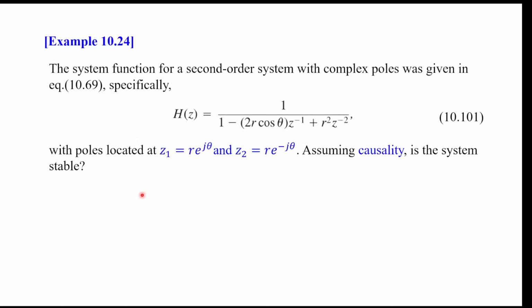So let's see a bit more examples. Here we have a second-order system, whatever this means, and it has a system function looking like this: 1 over 1 minus 2 r cosine theta z to the minus 1 plus r squared z to the minus 2.